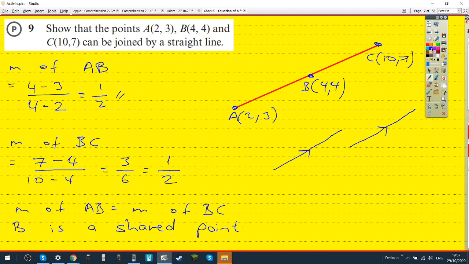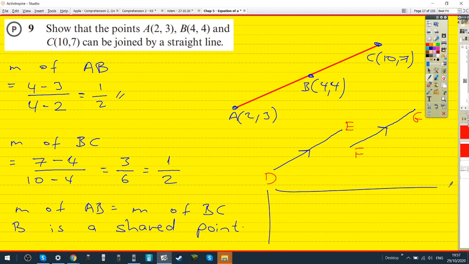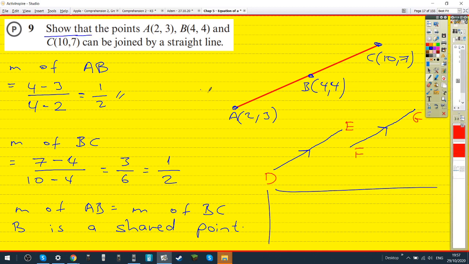If I was to do this kind of wrong one, let's say this is D, E, F, G, they would have to be the same point twice to be one straight line. The last thing you have to say, do you know what it is? No. Therefore, and then you just copy paste from what they said: A, B, C can be joined by a straight line. And that's worth a mark, believe it or not.